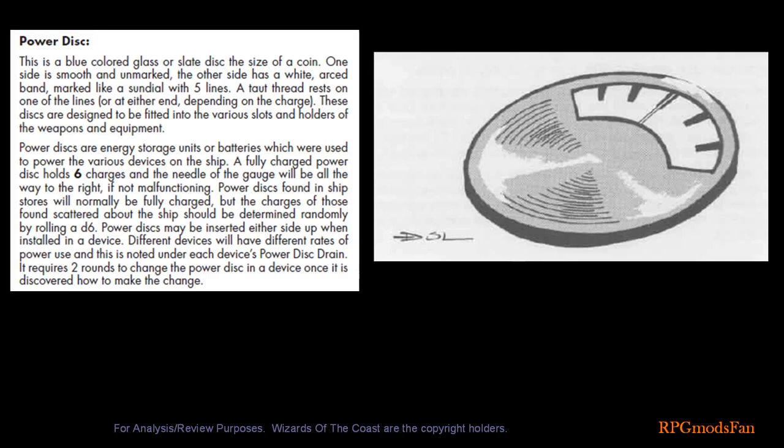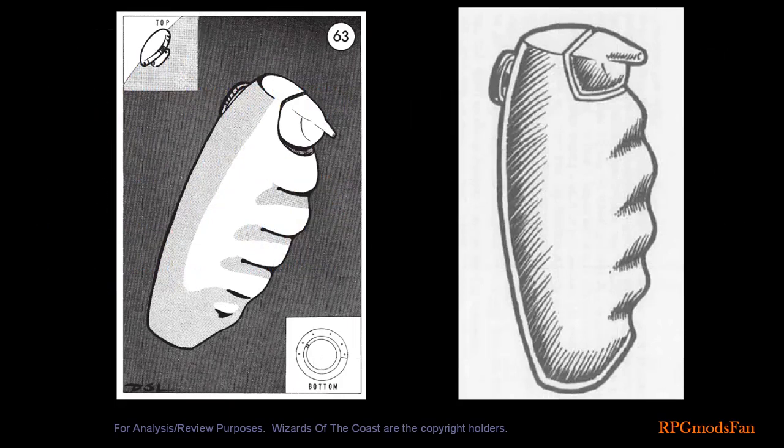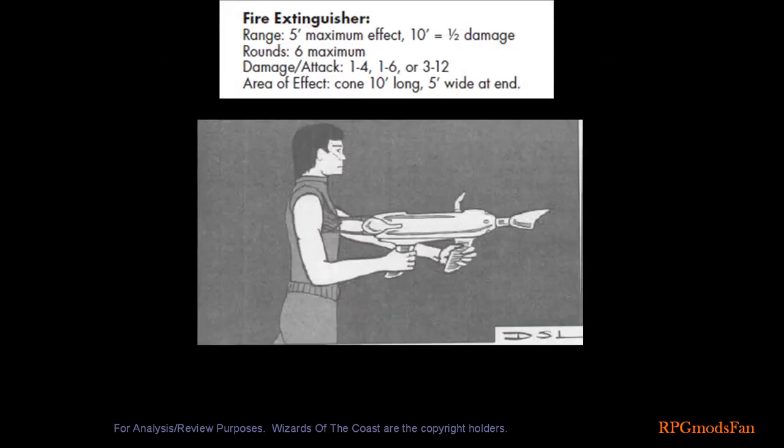Since it provides power to other devices, probably the most prized device would be a power disk, which are effectively batteries. Another prized device would be the wound healing canister. Its spray heals 2 to 24 hit points of damage, and cures any disease, infection, or spore infestation on the skin. The fire extinguisher looks like a blaster.